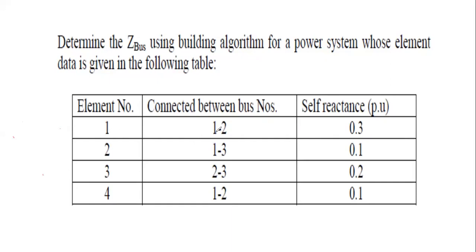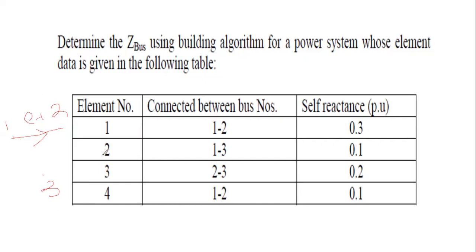First, element 1 is taken between the first bus and the second bus, 1 to 2. This is the first bus, this is the second bus, and this is the third bus. This is element 1. What is its value? The value for element 1 is 0.3.